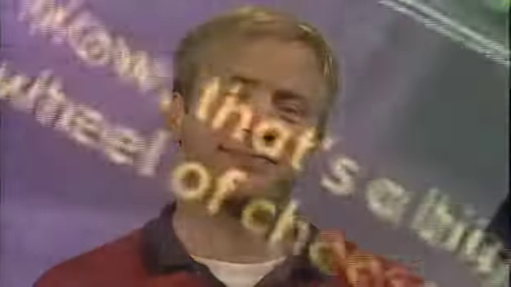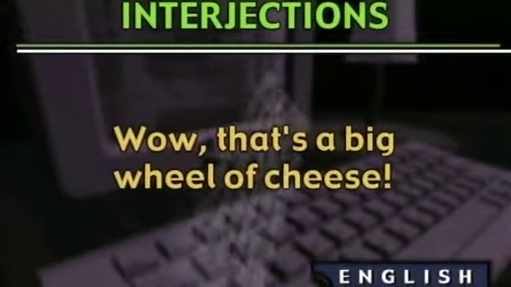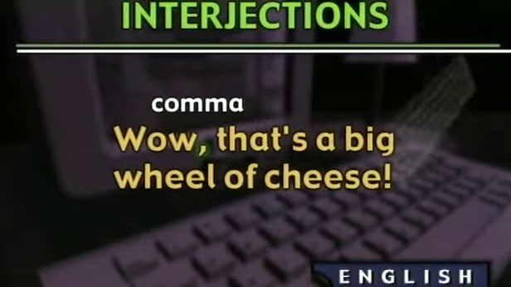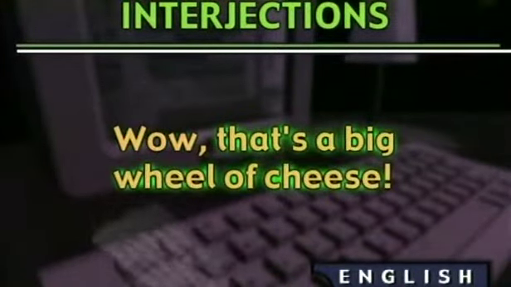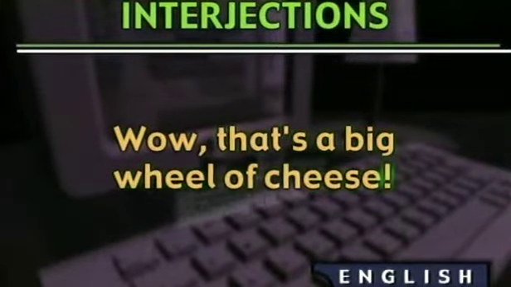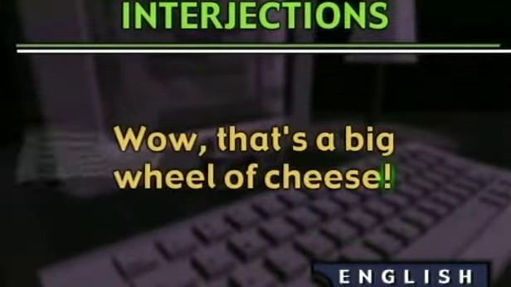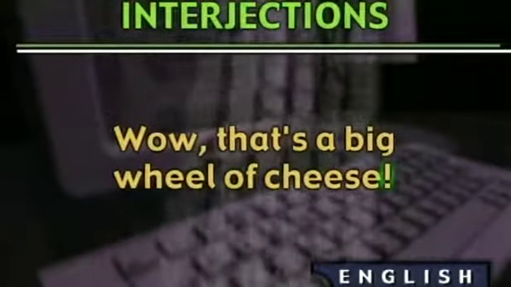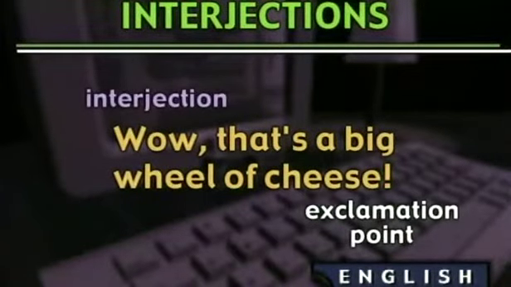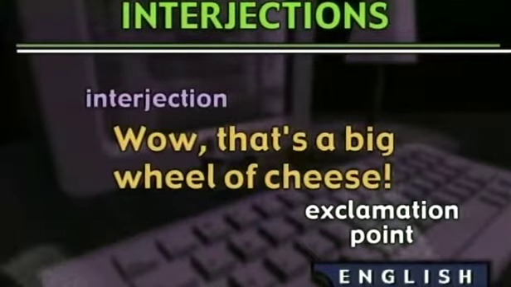If you do ever want to use an interjection in a sentence, try to use it in the beginning, which makes sense because what you're probably going to be using it for is to get the attention of your reader. Then, after you have them hooked, you can continue with the rest of your sentence. Here's an example. Wow, that's a big wheel of cheese! Notice how we stuck a comma in between our interjection wow and the rest of the sentence. We also ended the sentence with an exclamation point instead of a period. We could have used a period instead, but as you've probably already figured out, the interjection and the exclamation point are best buds and rarely travel alone.